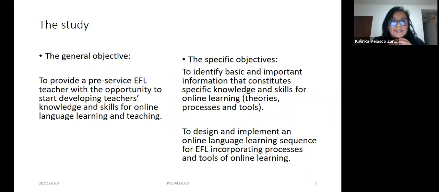So the study I'm presenting has as its general objective to provide a pre-service EFL teacher with the opportunity to start developing teachers' knowledge and skills for online language learning and teaching. As specific objectives, I have here to identify basic and important information that constitutes specific knowledge and skills for online learning, theories, processes, and tools, and to design and implement an online language learning sequence for EFL incorporating processes and tools of online learning.